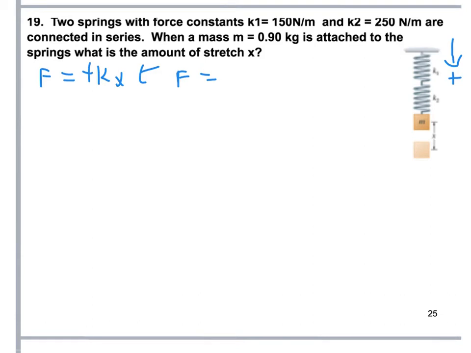So we can take Hooke's law and write it twice, once for spring 1 and once for spring 2. But notice that we still use x1 in both of those equations.